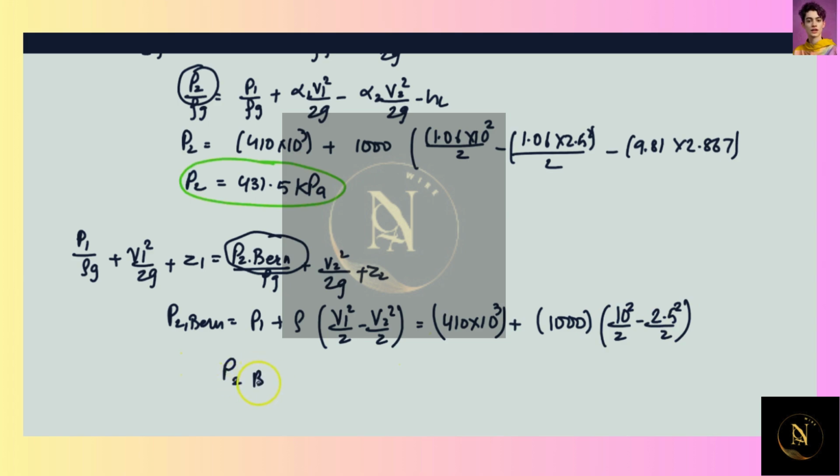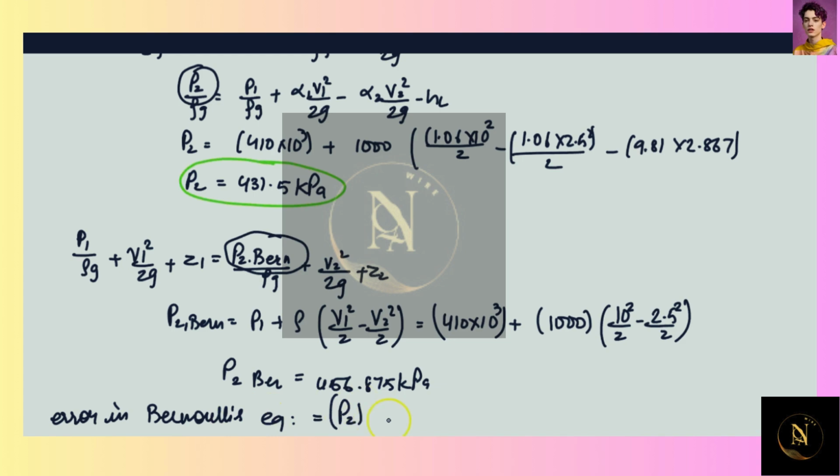To find the error in Bernoulli, we first find the pressure. P2 Bernoulli is 456.875 kilopascal. Now the error in Bernoulli's equation is P2 Bernoulli minus P2. Substituting the values, 456.875 minus 431.5 kilopascal, this is 25.375 kilopascal, which is the error in the Bernoulli equation.